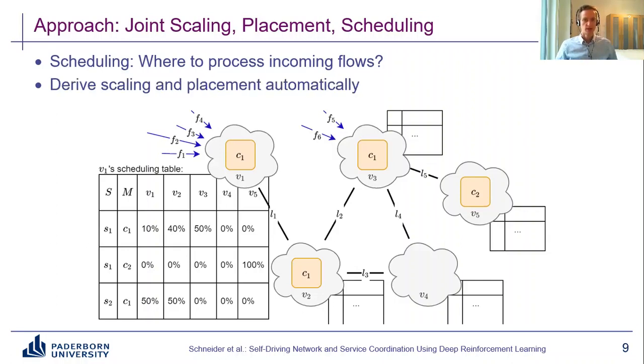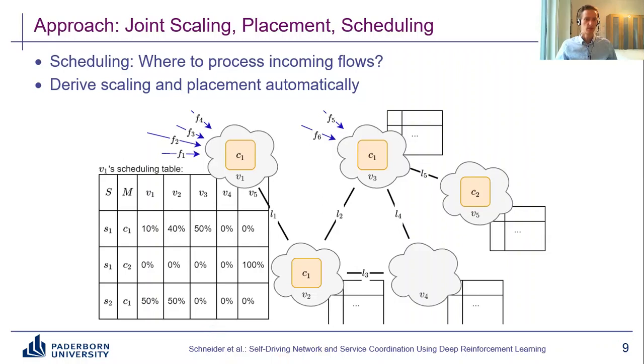What we do is, rather than deciding the scaling, placement, and scheduling all separately, first doing the scaling, then deciding where to place these instances in the network, and then deciding how to schedule flows to these placed instances and only to these placed instances, we do all three things jointly together in a single step. We do that by deriving the scaling and placement from our scheduling tables.